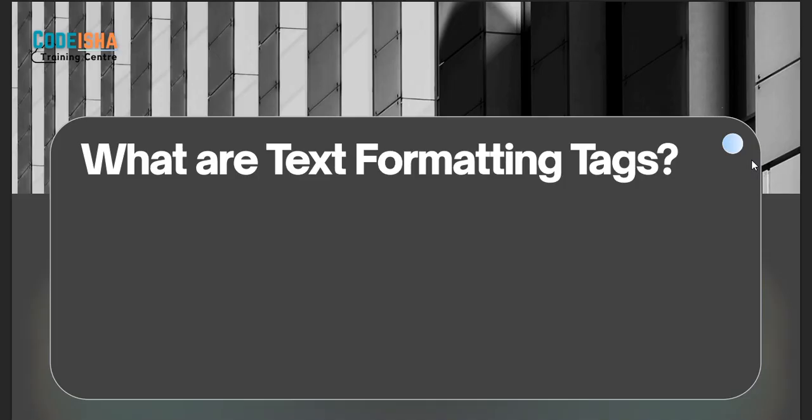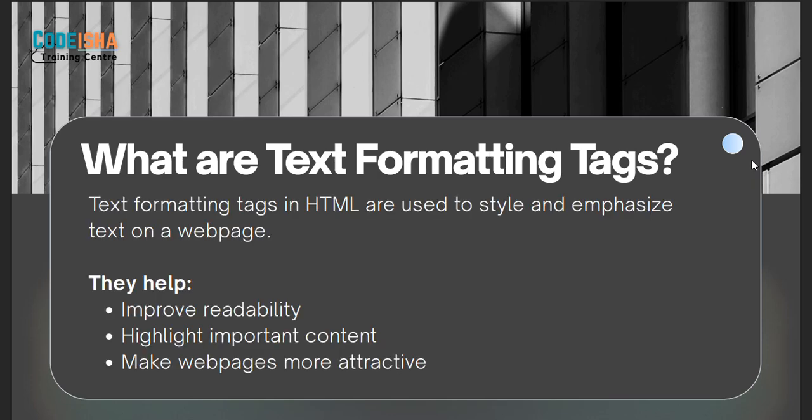So, what are text formatting tags? Text formatting tags in HTML are used to style and emphasize text on the web page. A web page is nothing but the UI part. They help improve readability, highlight the important content, and make web pages more attractive. So for that we use these text formatting tags in our HTML.